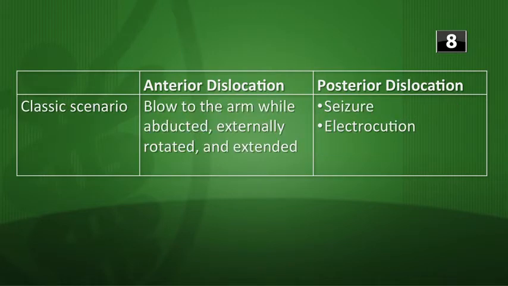Then the classic scenario for an anterior dislocation is a blow to the arm while it's abducted and externally rotated, and the arm is extended, so like you're blocking a shot in basketball. Then the classic scenario for a posterior dislocation is a patient who either has a seizure or maybe an electrocution with violent muscle contractions that basically yank the shoulder out of socket.